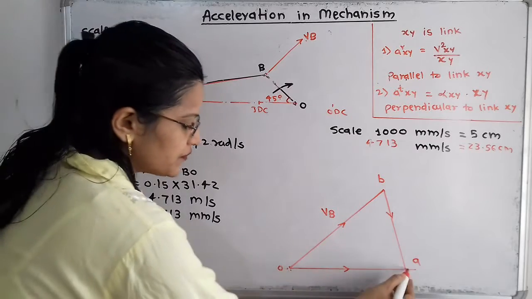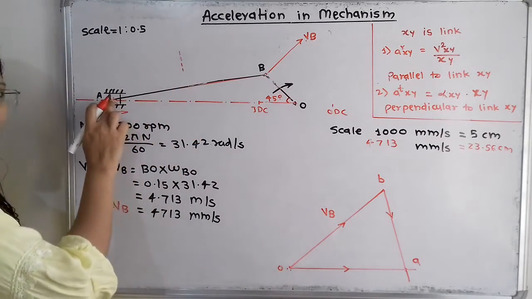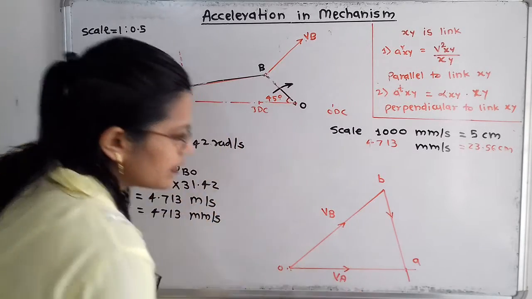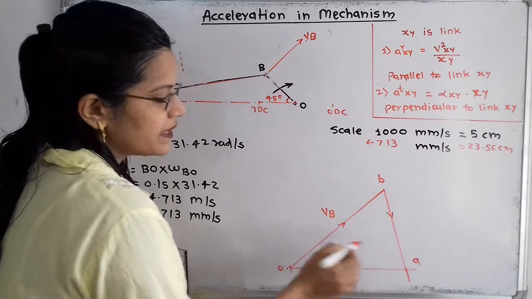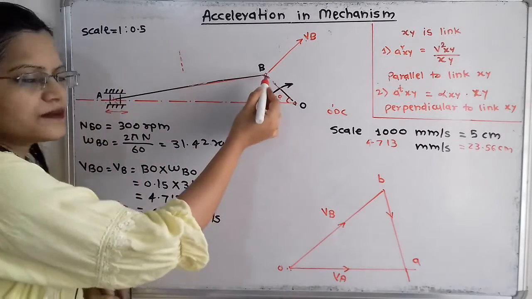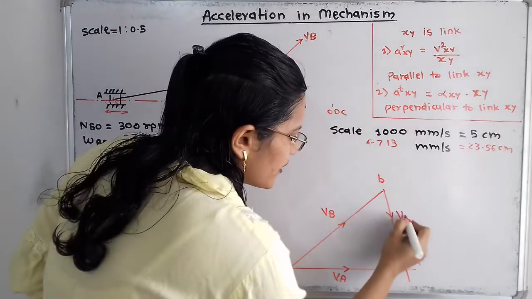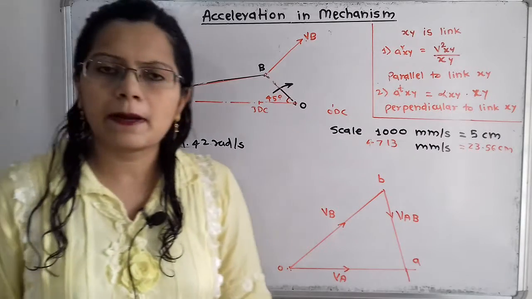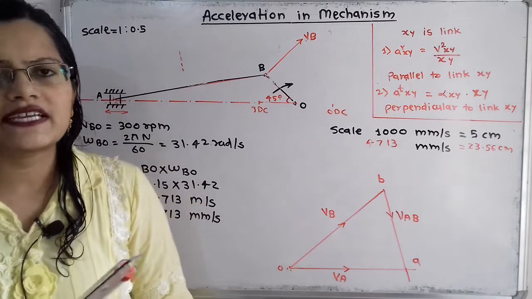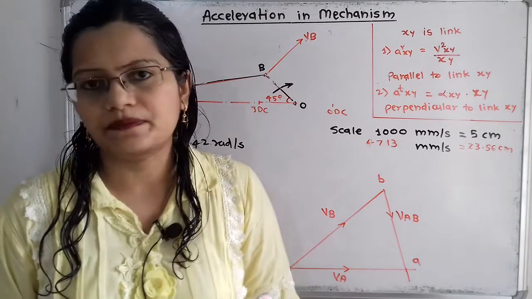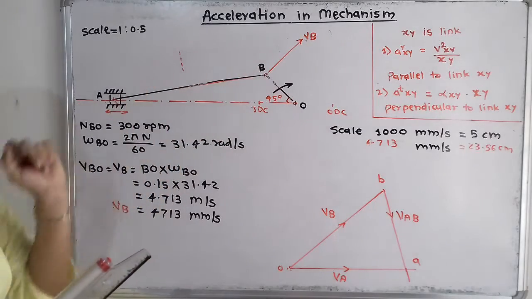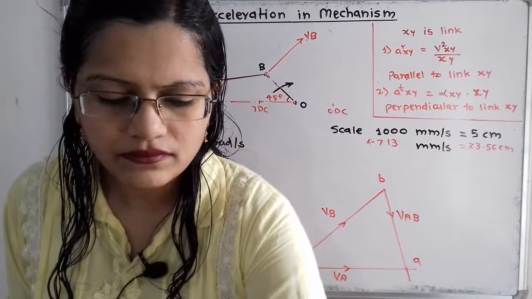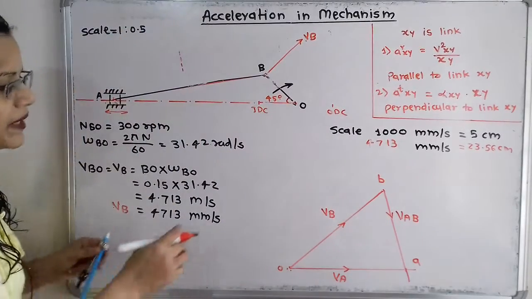So how can we define this vector OA? That is the velocity of A with respect to O. Here O is the fixed point, so simply we can say VA. Now how can we define this vector BA? That is the velocity of A with respect to B, so I will define it as VAB. The diagram is getting completed. Now the main important thing is how we can define the direction of this link BA. I will use the compass, and here is the perpendicular line.